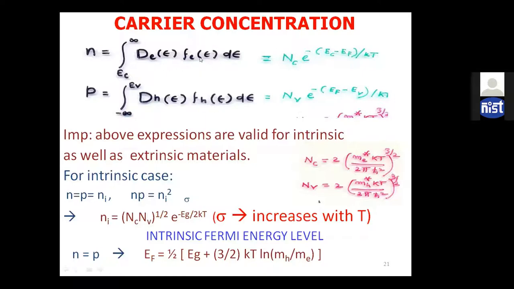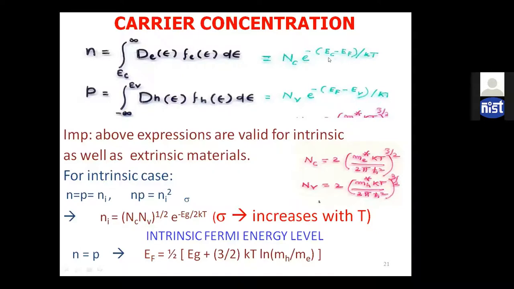So if you multiply, because the minimum of the conduction band is EC, and we don't know what is the maximum value of energy in conduction band, let it be infinity. So if you integrate from EC to infinity, we get NC e^(-(EC−EF)/kT). Here this NC is the effective density of states at the conduction band edge, and this NC depends upon temperature as well as the effective mass. And here the second parameter, it depends upon doping.